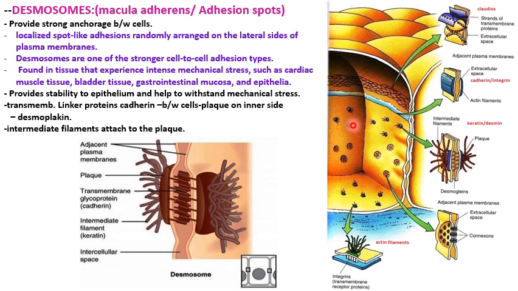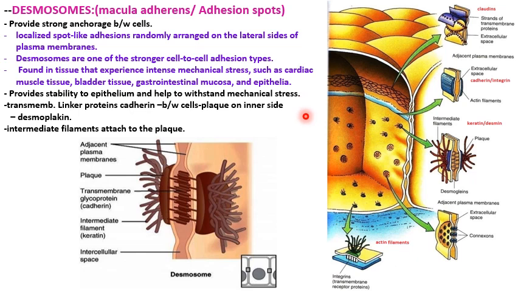And these are found in tissue which experiences intense mechanical stress, like the one you see in the bladder tissue or the GIT, that is the gastrointestinal tract mucosa, or the cardiac muscle tissue, and the epithelia, that is the skin as well. This provides stability to the epithelium and helps to withstand the mechanical stress. That is the main feature of the desmosome.